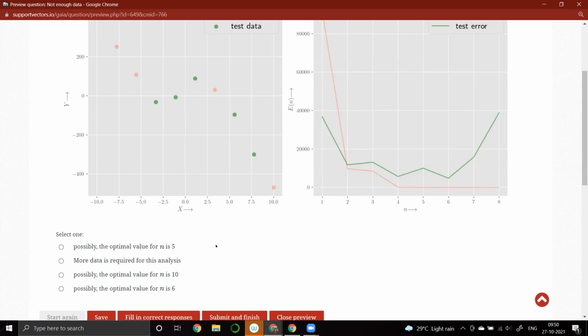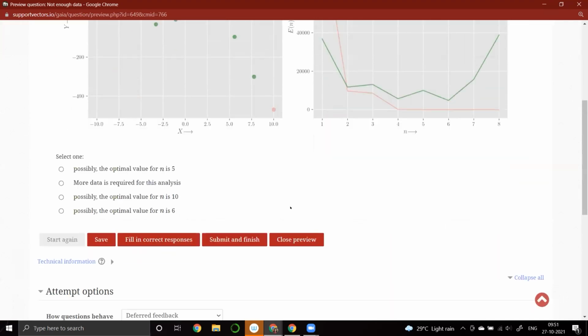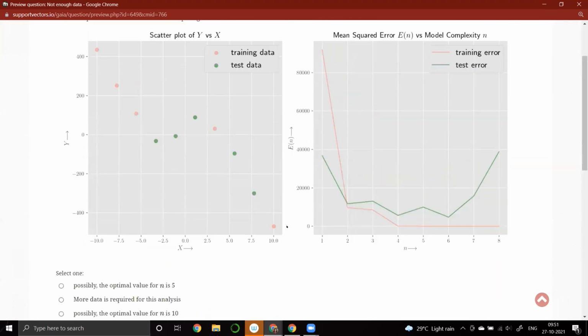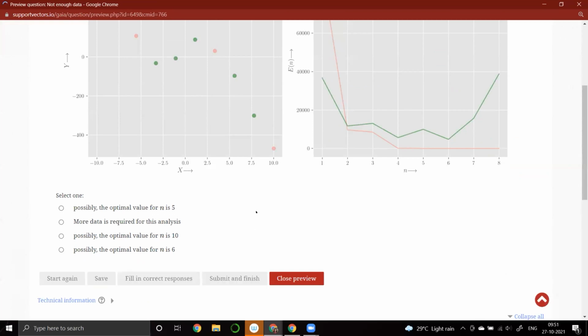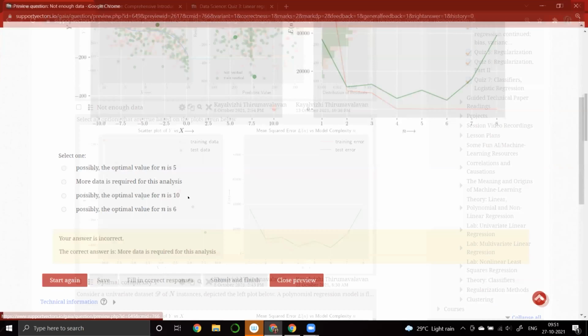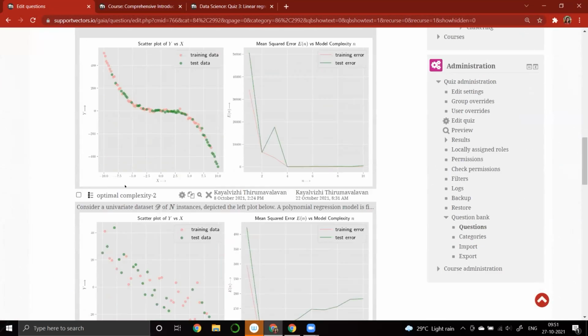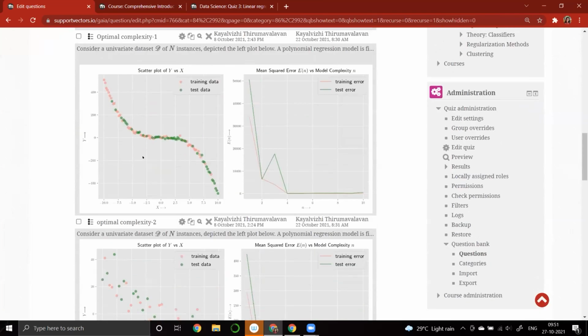More data is required for analysis. Possibly the optimal value for n is 10, which is not true. So we need more data for analysis. That's what it says. Okay. And there's just too little data. A lot of us selected 6. Okay. Next question. This one we just went through. Fifth one.